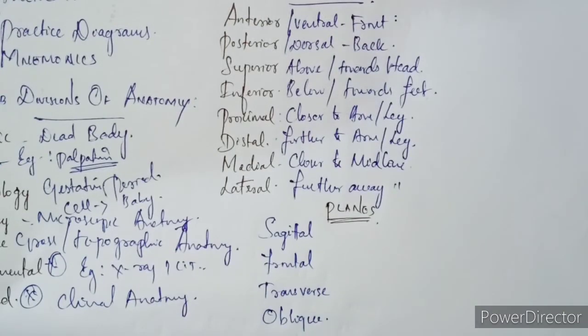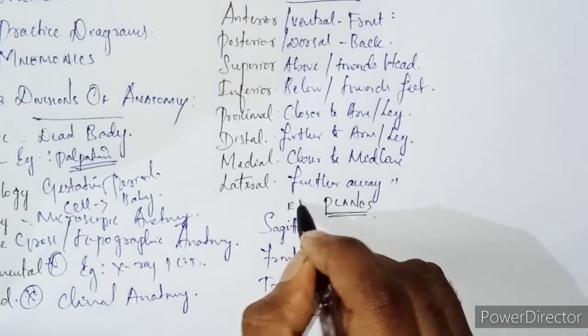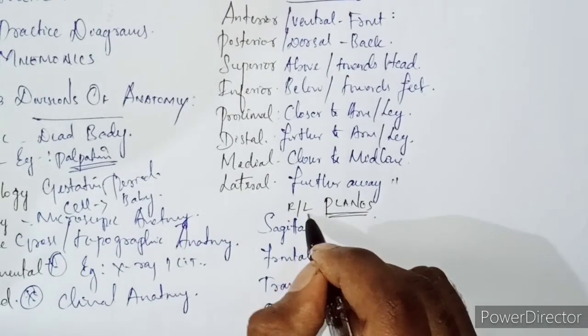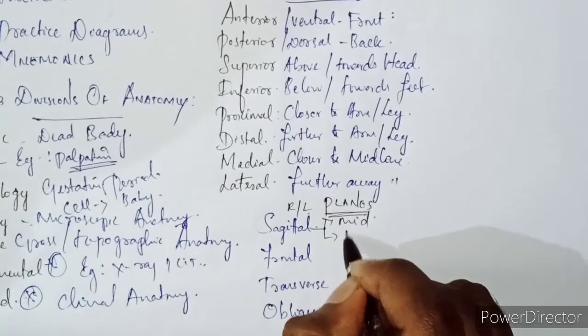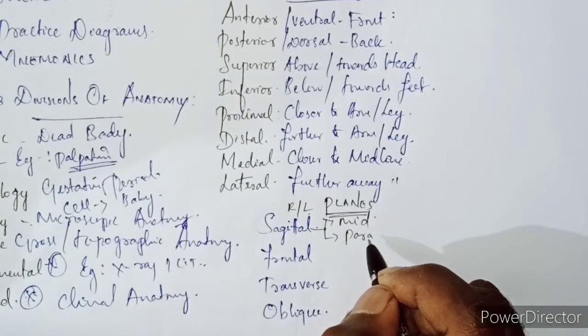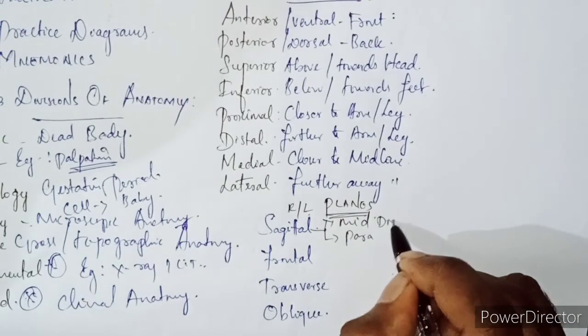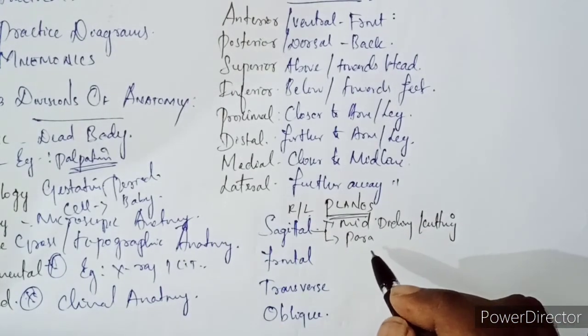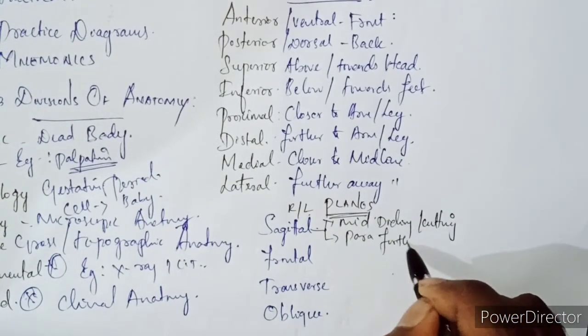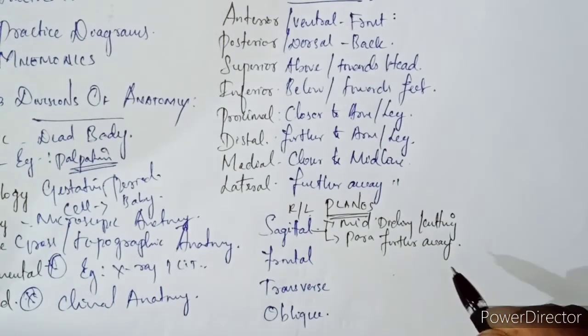Next we are going to see the planes. We have the sagittal plane, frontal plane, transverse plane and oblique plane. A plane is something that divides the body. The sagittal plane divides the body into right and left. It is further divided into the midsagittal plane and the parasagittal plane. The midsagittal plane cuts on the midline, and the parasagittal plane is further away from the midline.